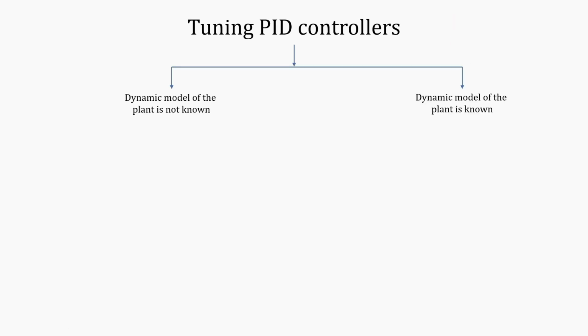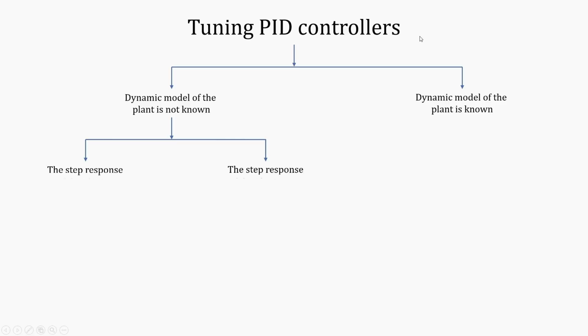Now, there can be two cases. The first case is that the dynamic model of the plant is not known. That means you do not know the transfer function of the system, or maybe you do not have time to do that, you just want to come up with a controller that helps you get to your objective. On the other hand, there can be a case where you know the transfer function of the system. Let us look at the case when we do not know the transfer function first.